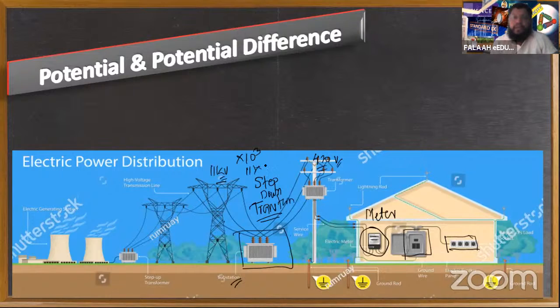11 into 10 raised to 3 volt. This is the voltage in this area, and in this area the voltage may drop. What are we getting as the current? 230 volts. Our premises require up to 230 volts of the current voltage. Dropping the current capacity, it's stepped down with the help of the step down transformer.